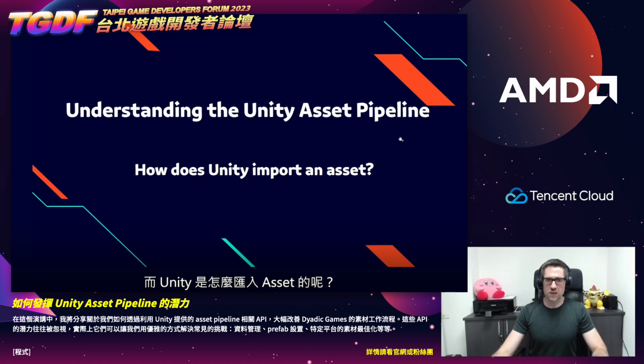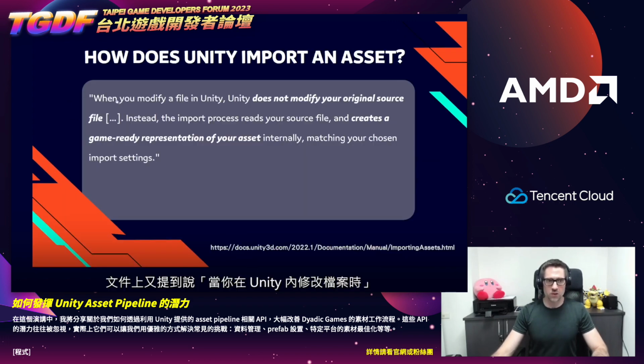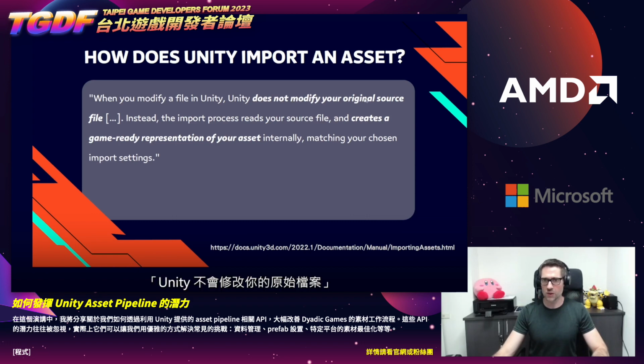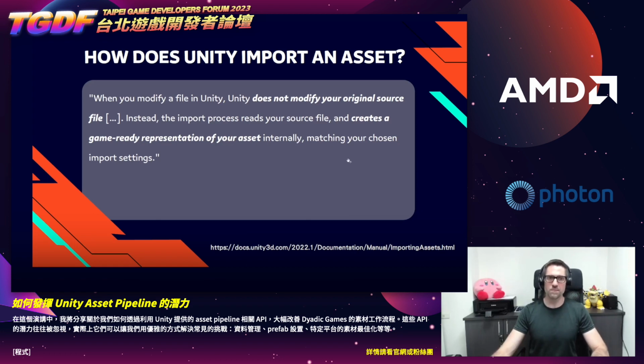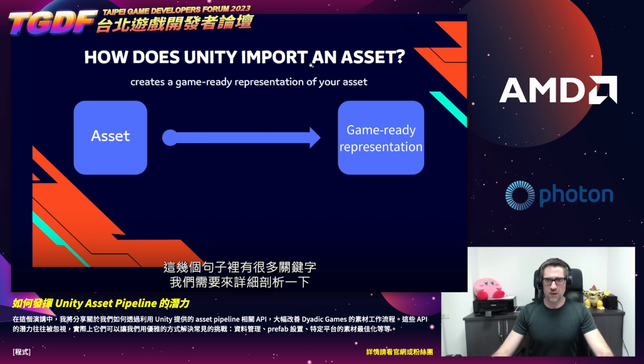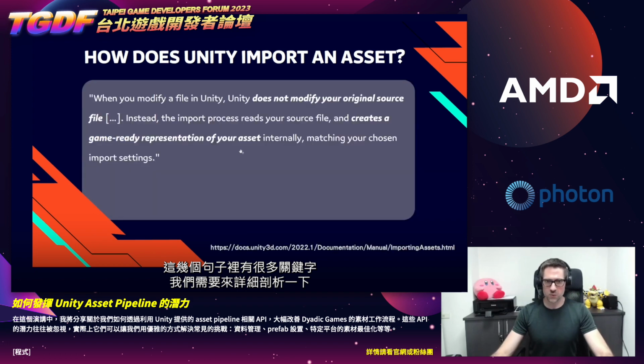Now, how does Unity import an asset? The documentation again says when you modify a file in Unity, Unity does not modify your original source file. Instead, the import process reads your source file and creates a game-ready representation of your asset internally, with internally meaning the library folder specifically.